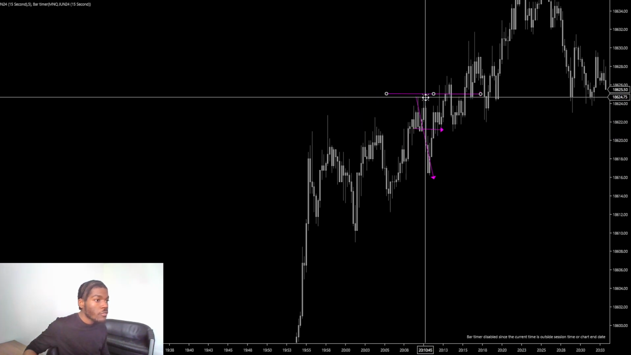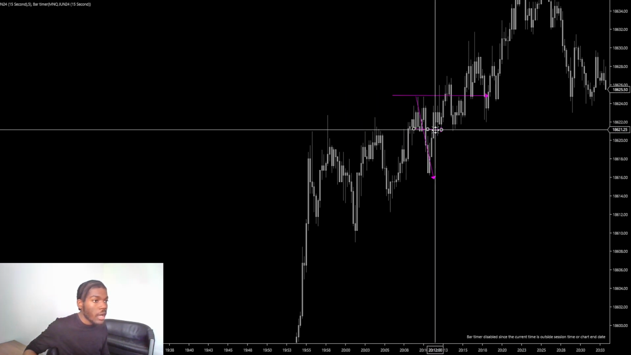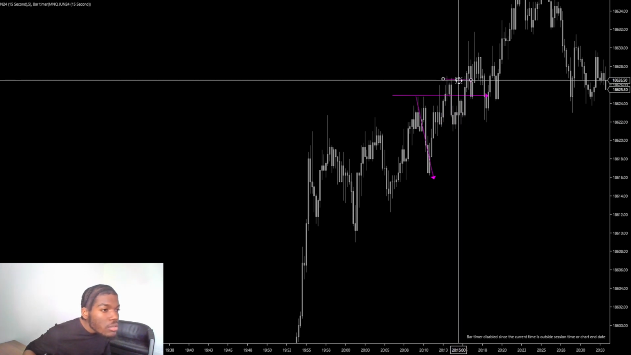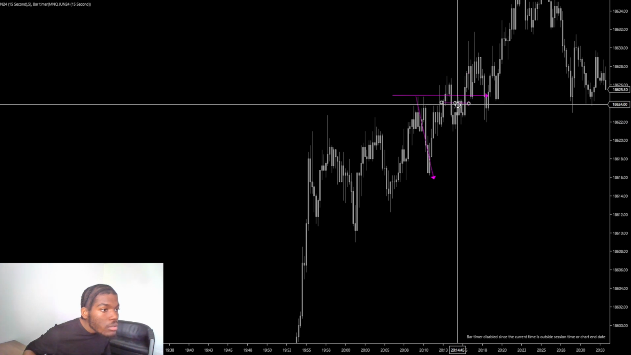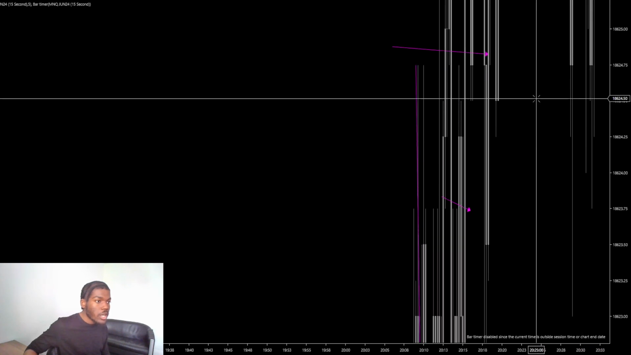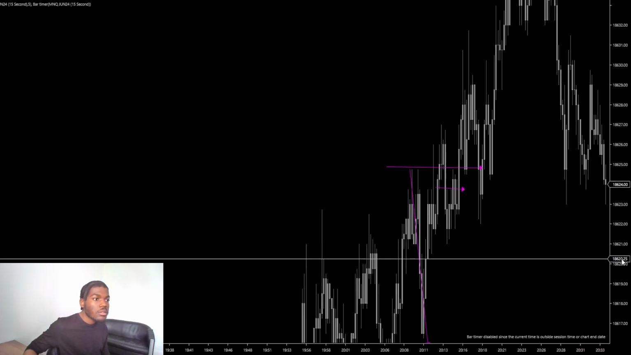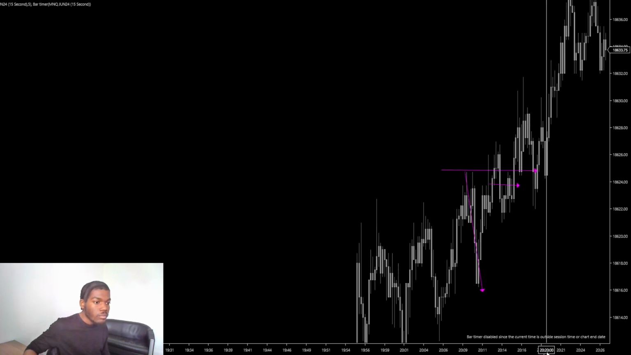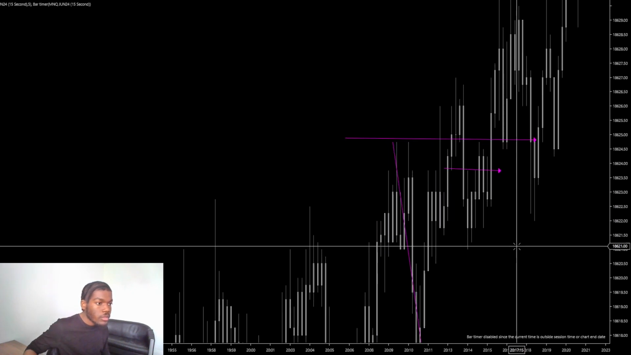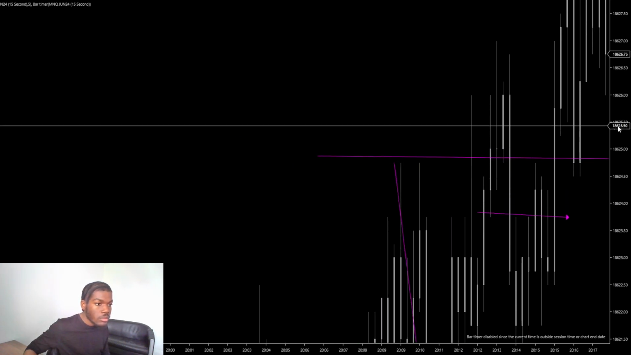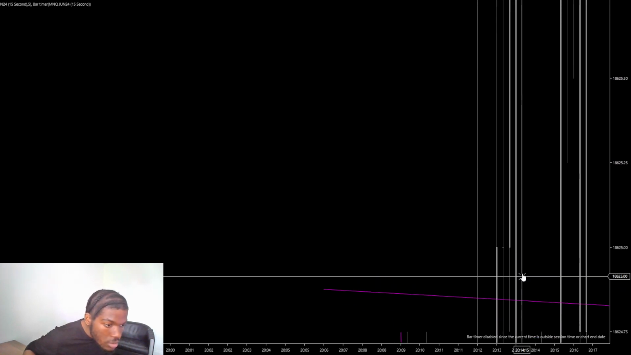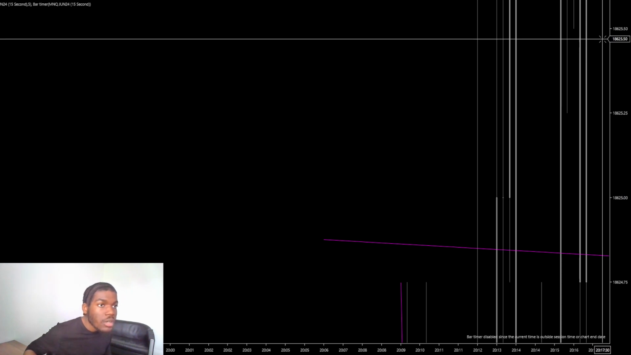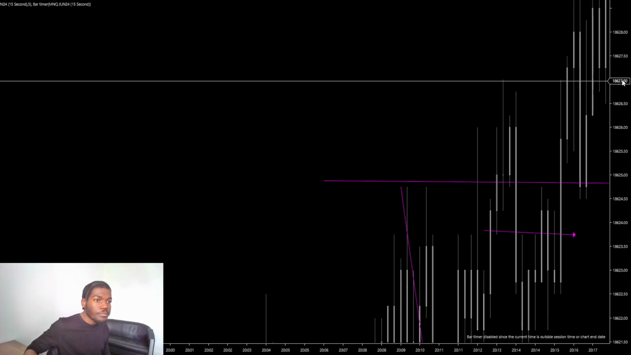A closure above a structural high, and we got this high up here. But is this an up or down candle though? I need to see. Talking about this candle, I think it's really just a doji.